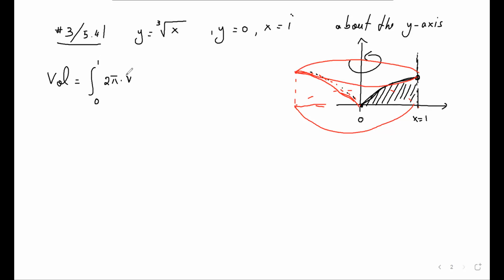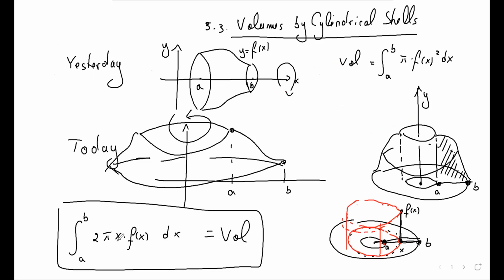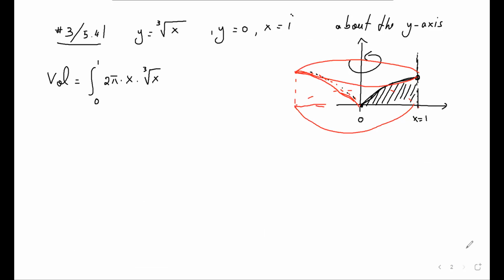F of x is the cube root of x times 2 pi, 2 pi times x, and then times f of x, which is the cube root of x. So we said earlier, see here, 2 pi x times f of x dx. All right, so this is the formula that we want to evaluate, and right now everything else is just a bunch of simple calculations with antiderivative. So the whole thing is really 2 pi times x to the 1 plus 1/3.